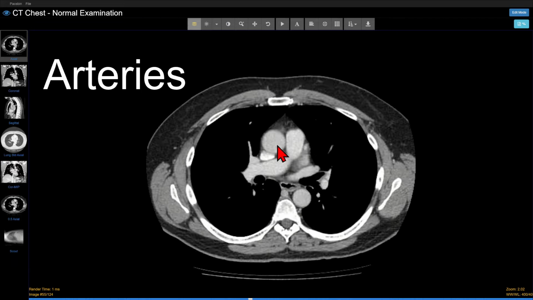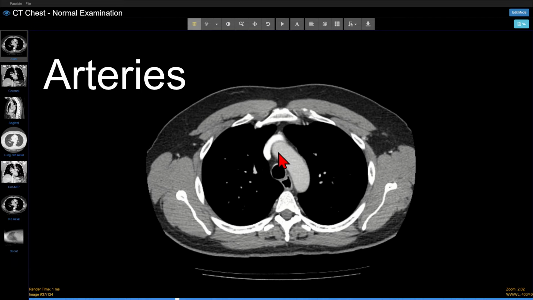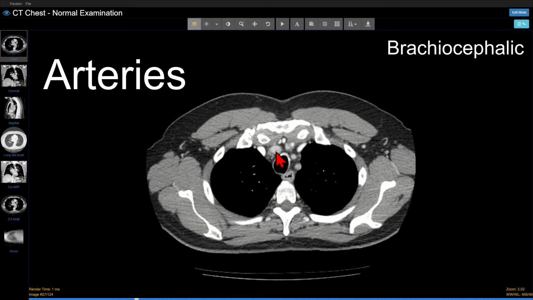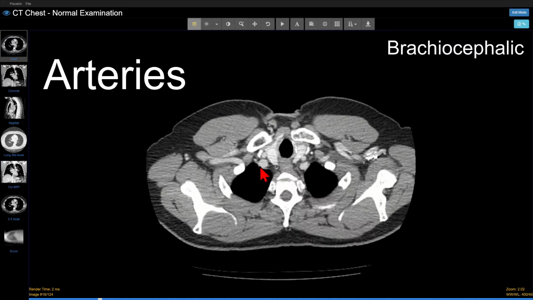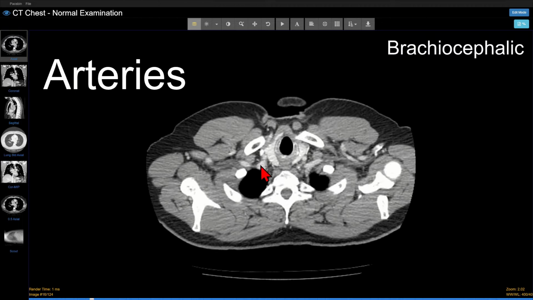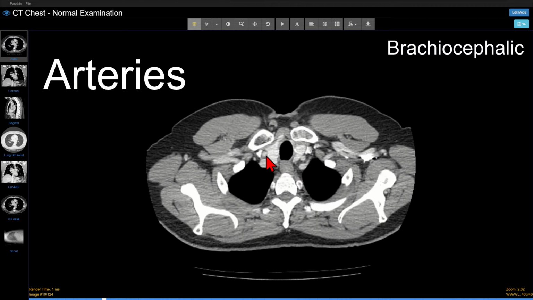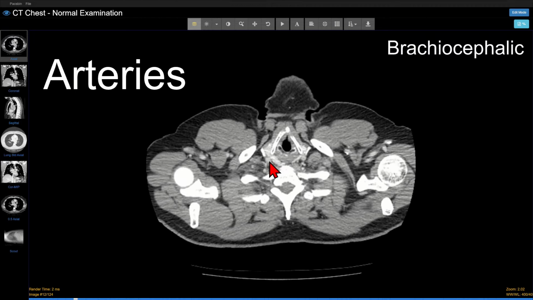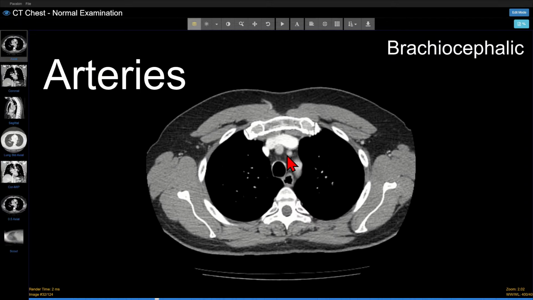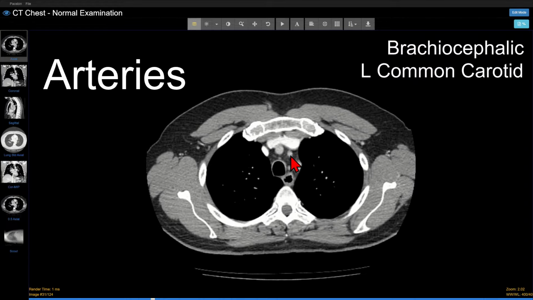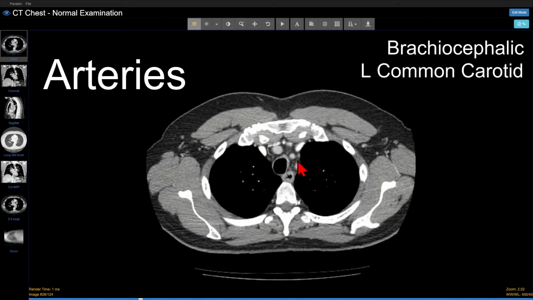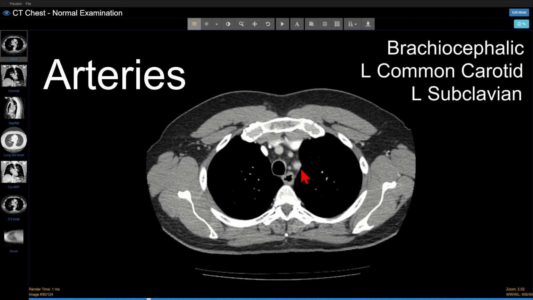The 3 major branches of the aorta are first the brachiocephalic trunk, which splits into the right subclavian, and the right common carotid artery that I'm following now. The second major branch is the left common carotid artery. And the third major branch is the left subclavian artery.